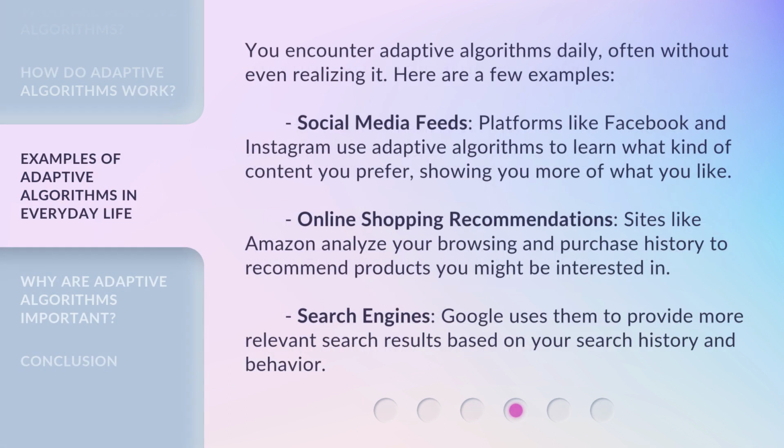You encounter adaptive algorithms daily, often without even realizing it. Here are a few examples. Social media feeds. Platforms like Facebook and Instagram use adaptive algorithms to learn what kind of content you prefer, showing you more of what you like. Online shopping recommendations. Sites like Amazon analyze your browsing and purchase history to recommend products you might be interested in. Search engines. Google uses them to provide more relevant search results based on your search history and behavior.